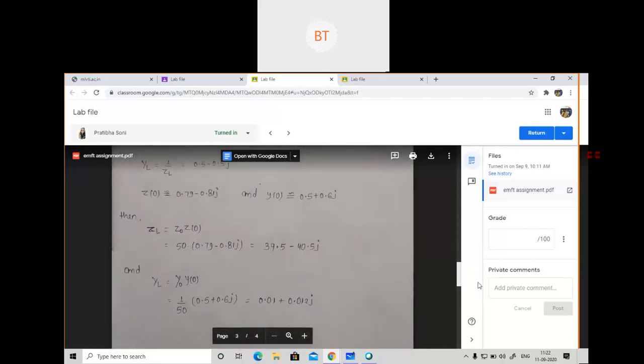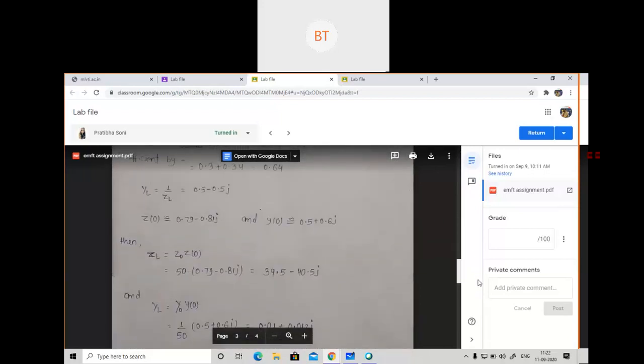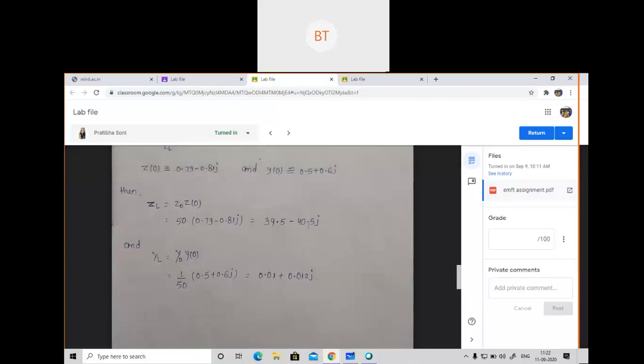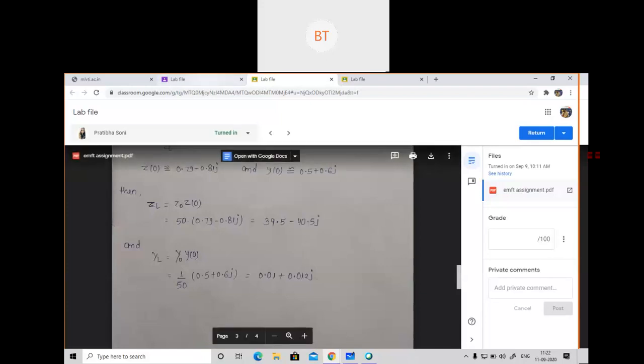So this was the second question. 39.5 minus 40.5 J. So you are also almost correct. And for admittance, we have got 0.012 plus 0. Yeah, so the admittance value is correct, and this is almost correct. So you are also going in the right direction. So two of you have done it the correct way.